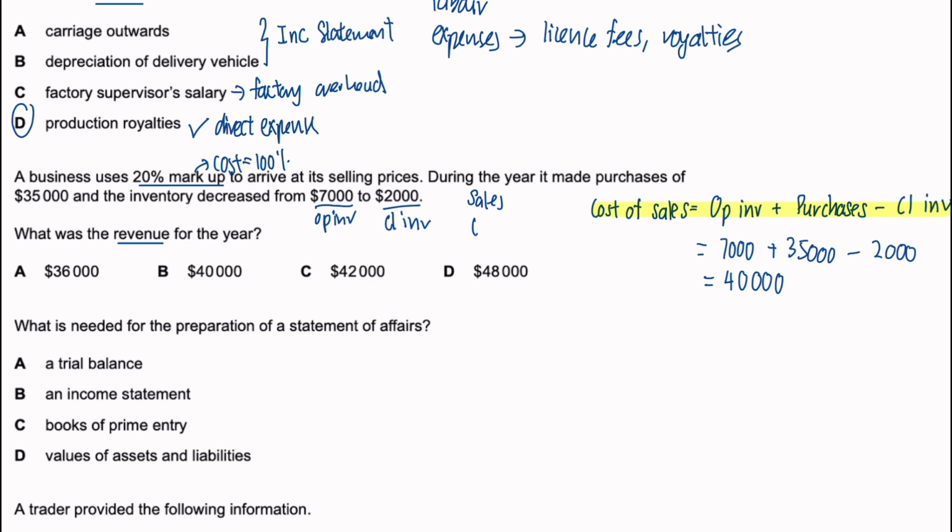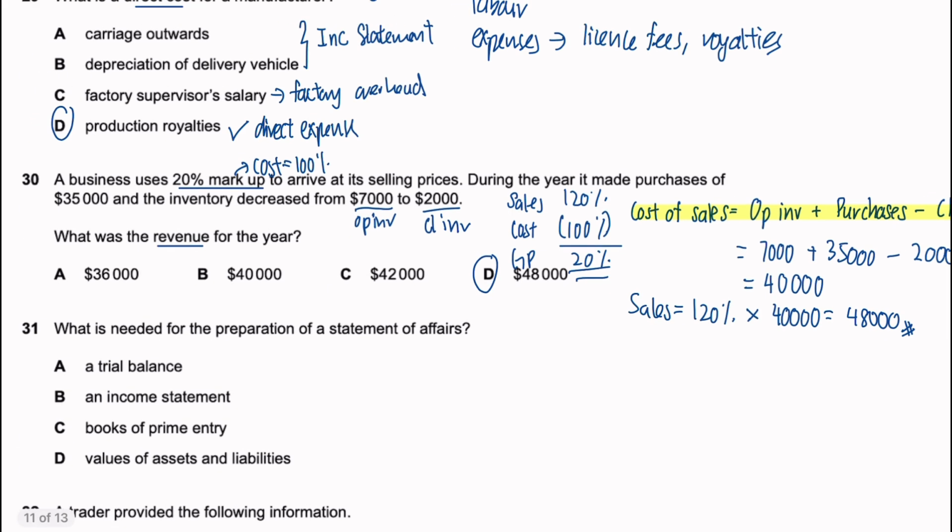Okay, so when your cost is 100%, and your profit markup is 20%, what is your sales? It is 120%. Okay, so in order to find your sales, you need to use 120% times your cost, which is 40,000. So it's 48,000 as your final sales.